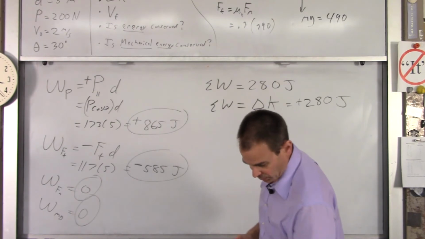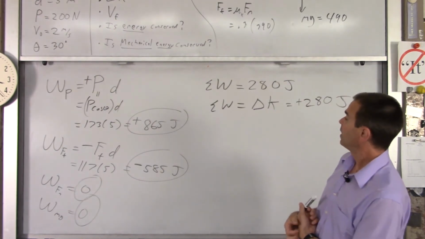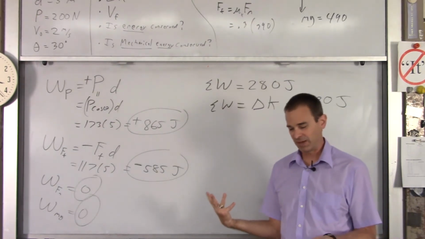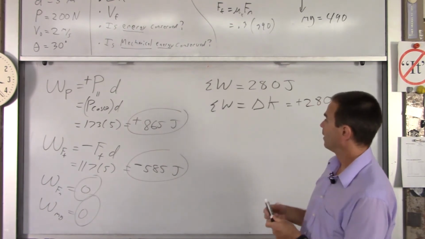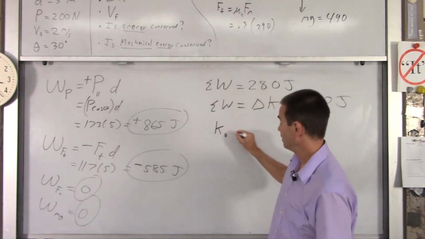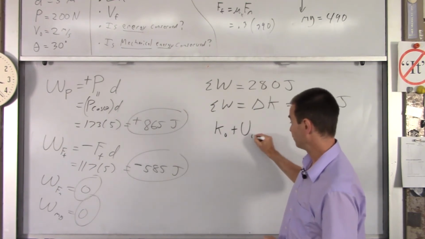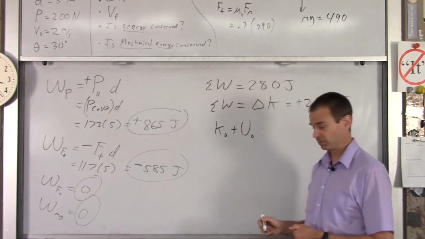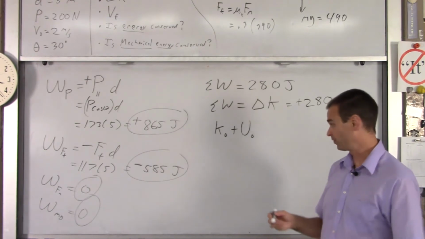The next thing you can do, there's a couple ways to do this. You can use the conservation of energy equation if you want. At the beginning, the box could have some kinetic energy. It could have some potential energy, and I'm using U for potential energy. Some of you may write PE, that's fine.